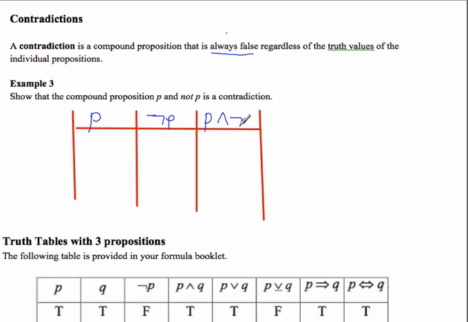So if P and not P, okay, so P is going to be true, false, and not P is false, true. So P and not P is only true if both are true, so these statements are both false. When you get all falses, you get what's called a contradiction.